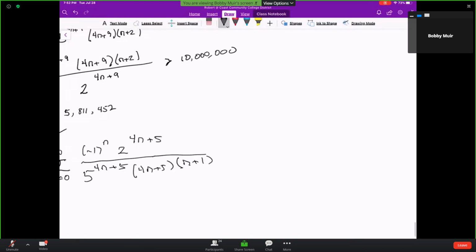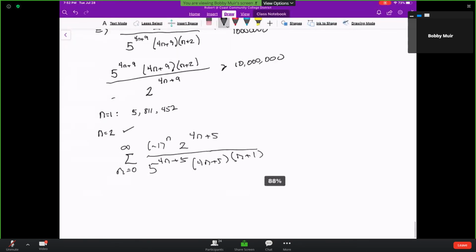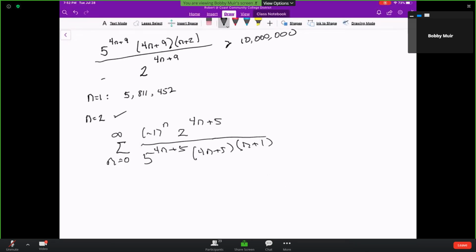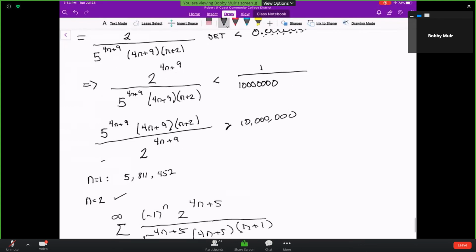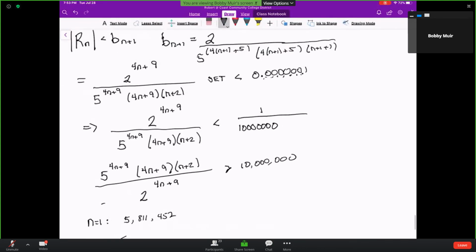Okay, now I want to, am I back at 100%? Let's see. There. Okay, so what we want to use here is S2. So S2 is the sum k equaling 0 up to 2 of (-1) to the k, 2 to the 4k plus 5, divided by 5 to the 4k plus 5, times (4k plus 5), b sub n plus 1. Is it n plus 1 or n plus 2? Oh, it's b sub n plus 1.